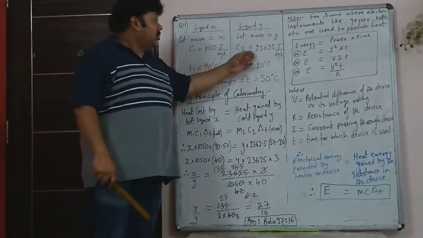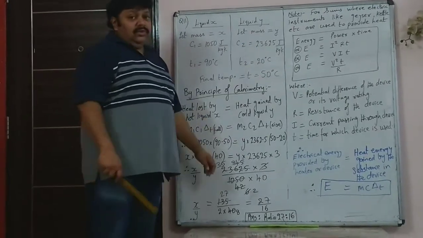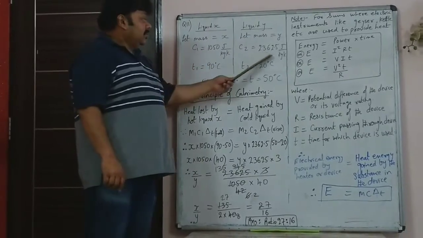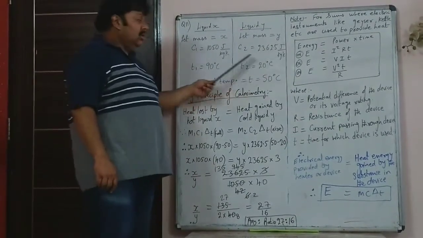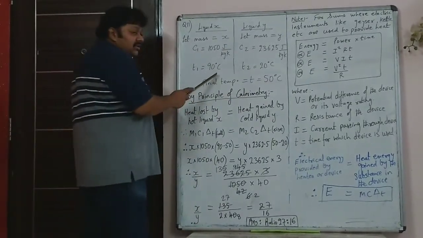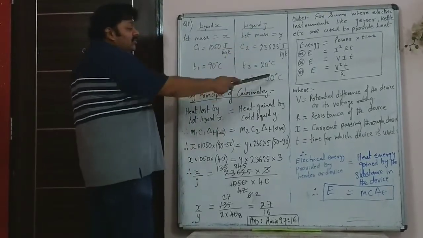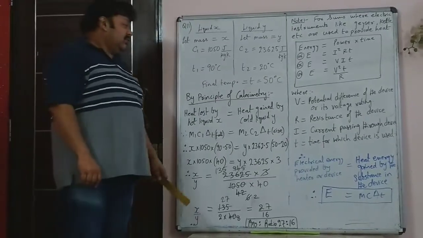2362.5, almost 2 times that. This has a higher specific heat capacity, so this will obviously gain and lose heat very slowly. The other will gain and lose heat fast. Temperature here is 90, there it's 20. Those are the initial temperatures, and the final temperature of both will be 50 degrees Celsius.